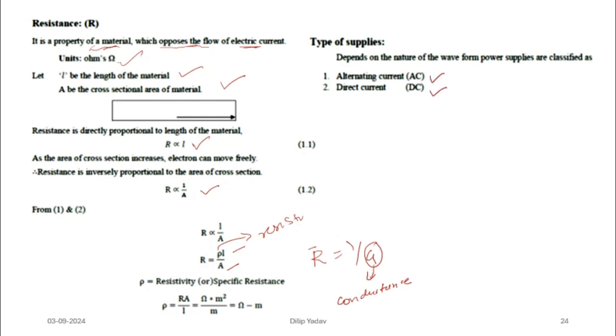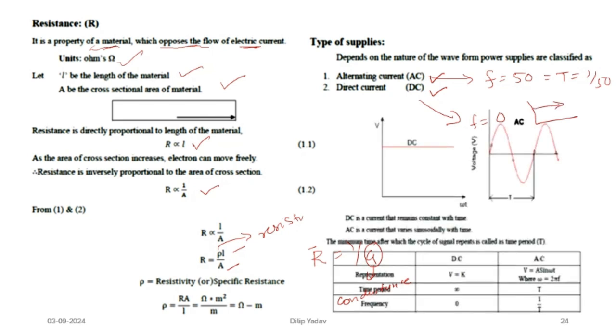In the previous class, we defined what AC is, which has a frequency of 50 hertz, and the time period is 1 upon 50, which means 50 cycles take 1 second. Then we have DC, where we said the frequency is 0. That means over the time period, it is going to remain constant. So these are the two sources that we have.